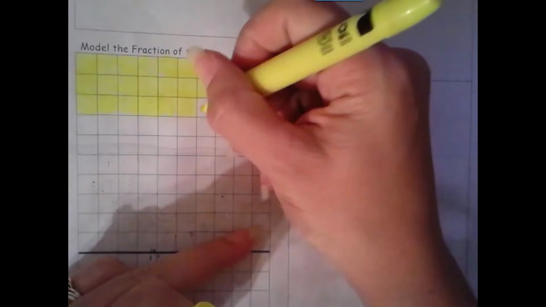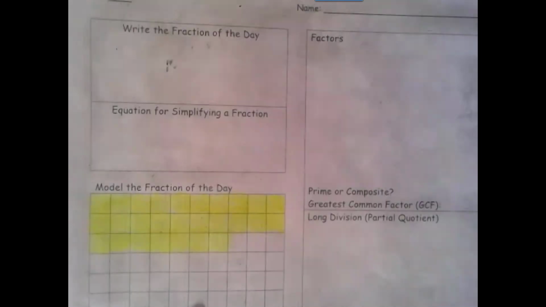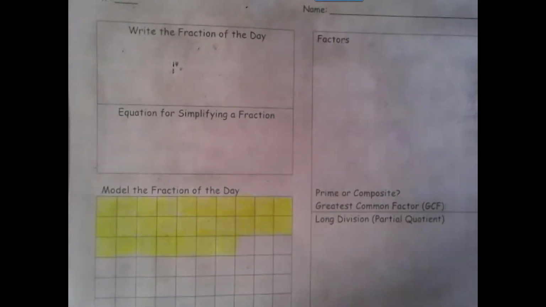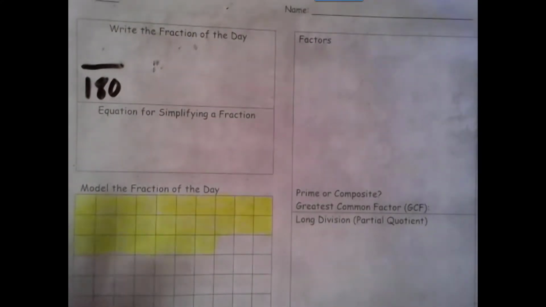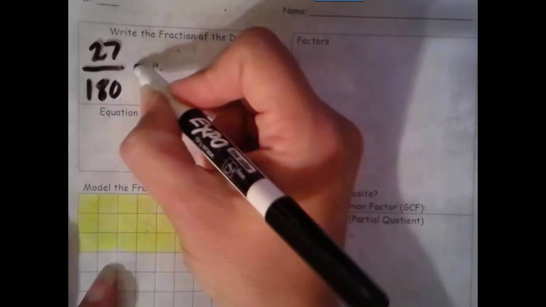Let's go ahead and fill that in. And let's do our starting fraction. Our starting fraction is our total amount of school days, which is 180. And we are on day 27.